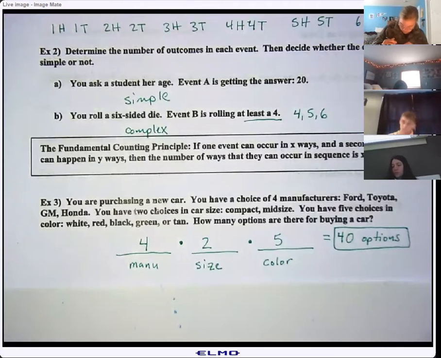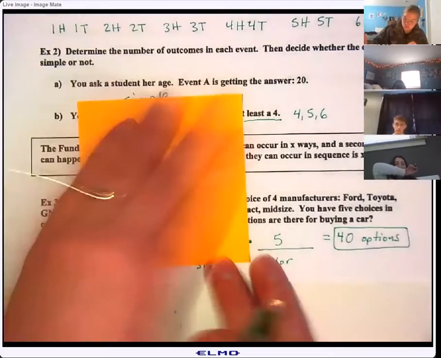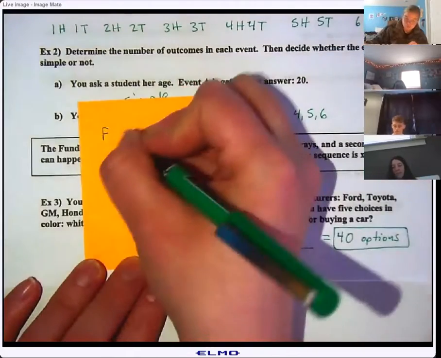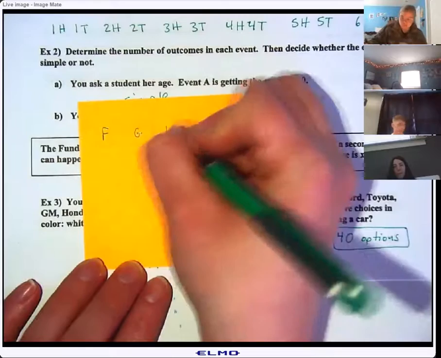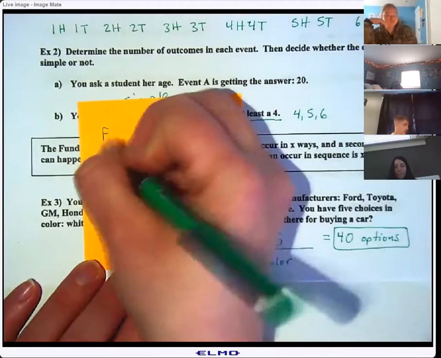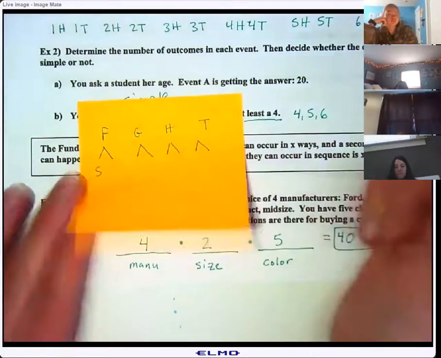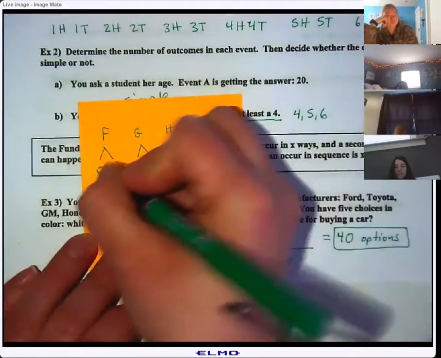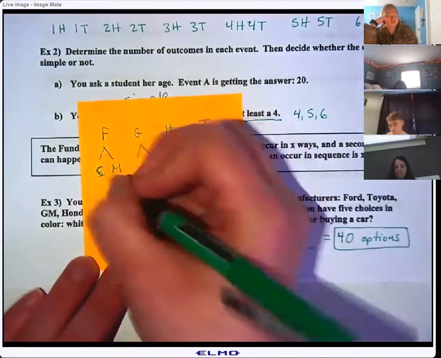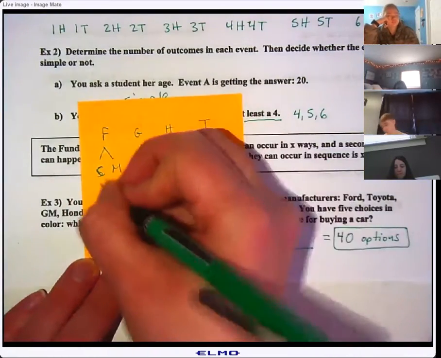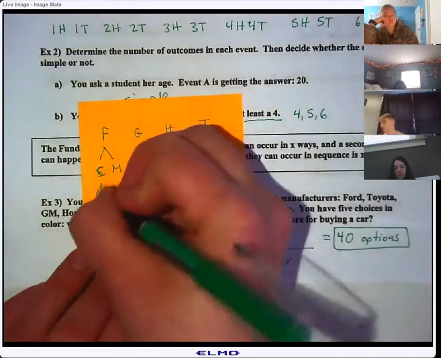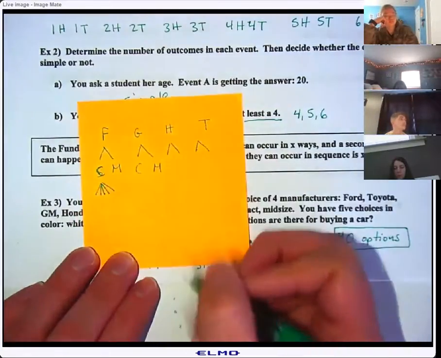And if we had made a tree diagram, it would have been like, okay, so we got Ford and GM and then Honda and Toyota, right? And then off of each one of those, it would say subcompact, and then compact and midsize. Off of each one of those, you would have had 5 colors. So each one would have been 5 off of that, kind of like going down.